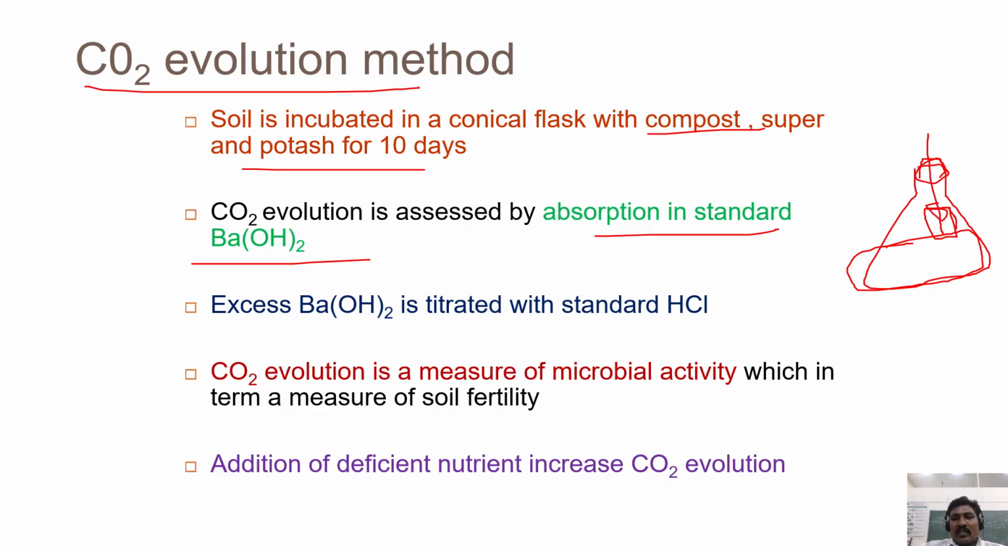When you close this, the carbon dioxide evolved from the fertilizer or from the soil will be absorbed in this barium hydroxide. The excess barium hydroxide, after absorption of carbon dioxide, is titrated with hydrochloric acid so that we get a value. Based on the value, we find out the carbon dioxide evolution from the microbial activity, because it is an indirect measurement: the microorganisms are respiring and releasing carbon dioxide, which we observe here. So the carbon dioxide evolution can be identified here.